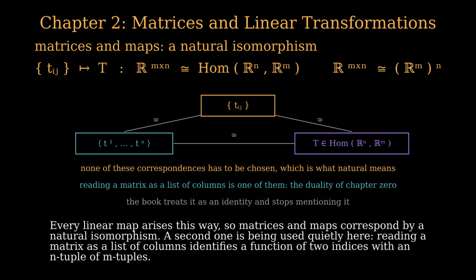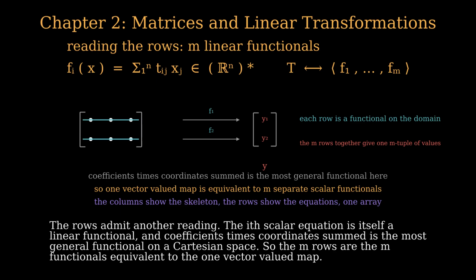A second one is being used quietly here. Reading a matrix as a list of columns identifies a function of two indices with an n-tuple of m-tuples. The rows admit another reading. The ith scalar equation is itself a linear functional, and coefficients times coordinates, summed, is the most general functional on a Cartesian space. So the m rows are the m functionals equivalent to the one vector-valued map.